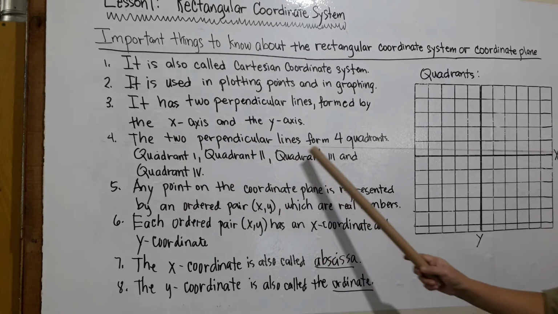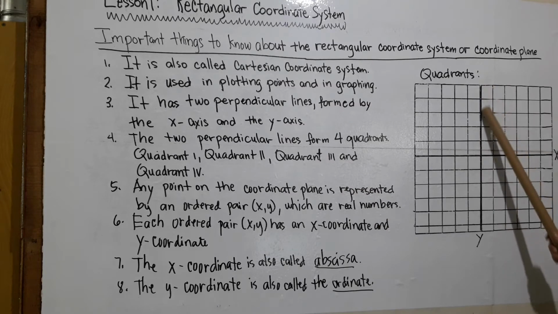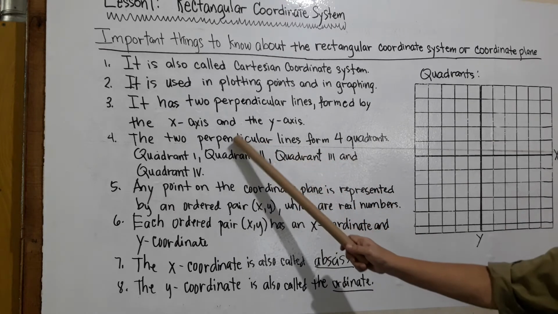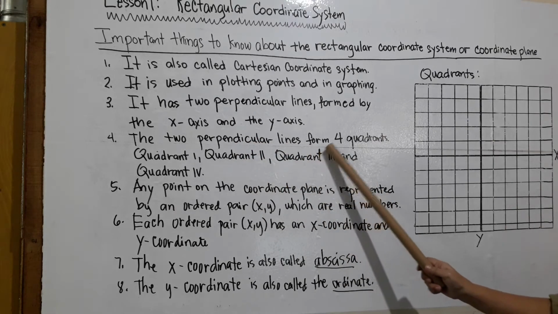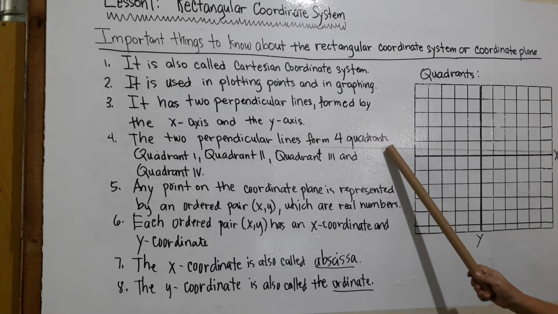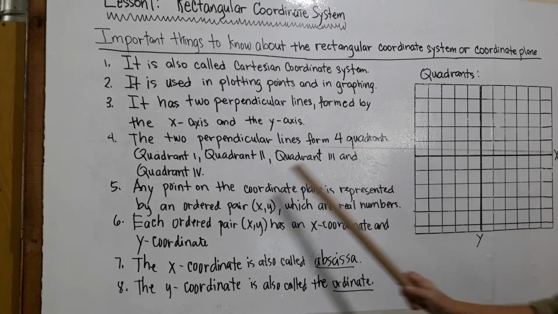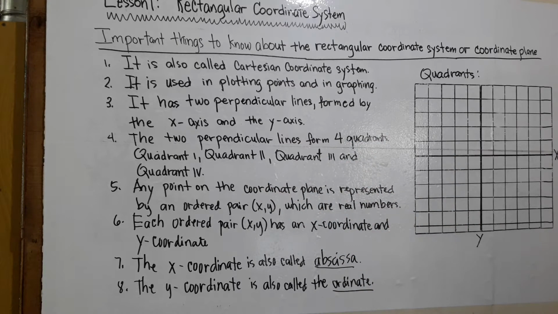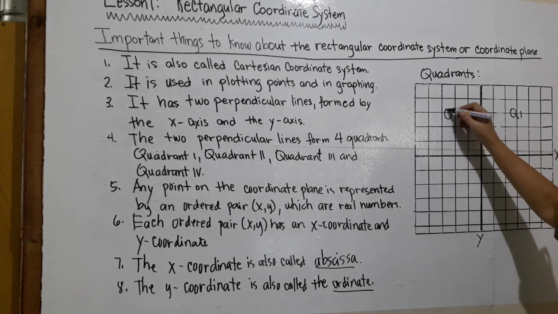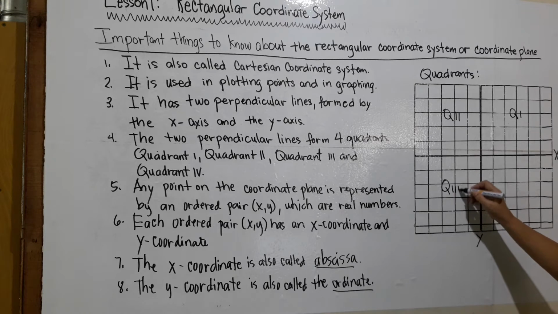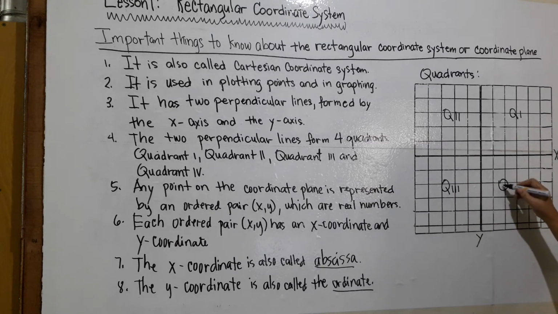The two perpendicular lines, the y-axis and the x-axis, form four quadrants: Quadrant 1, Quadrant 2, Quadrant 3, and Quadrant 4. Where are these quadrants in the coordinate plane? This is Quadrant 1. This is Quadrant 2. This is Quadrant 3. And Quadrant 4.